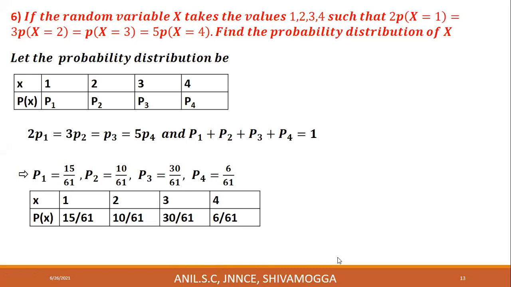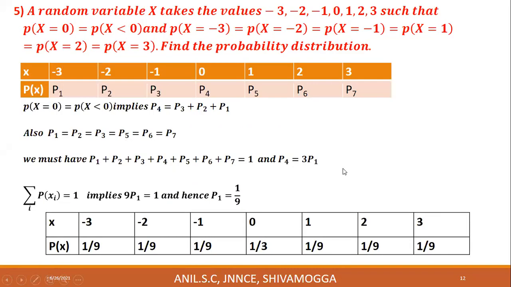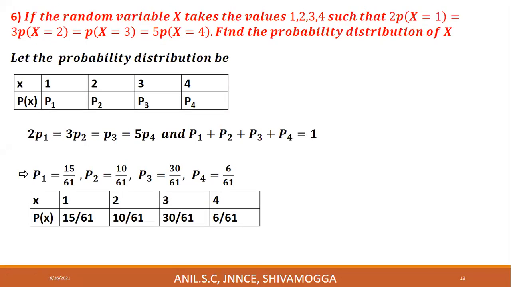Can anyone please unmute and let me know which was the last problem we discussed in the previous class? Is this the last problem? Yes, sir. Okay, then we start with this problem. How many joined? 36. Okay, let's start.